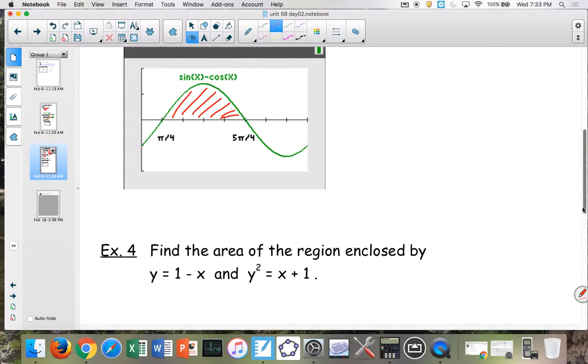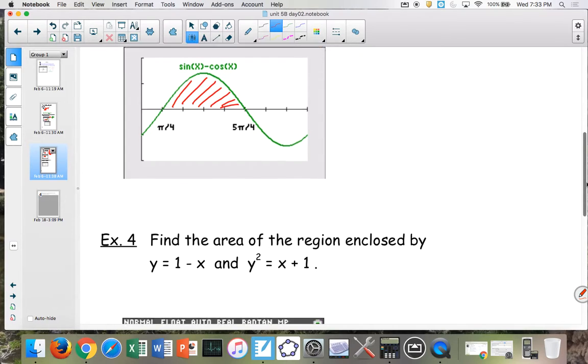All right, let's try another example. Find the area of the region enclosed by y equals 1 minus x and y squared equals x plus 1. Now this second graph is not a function. So we're going to have to think of this a little differently or make it very difficult to work out.